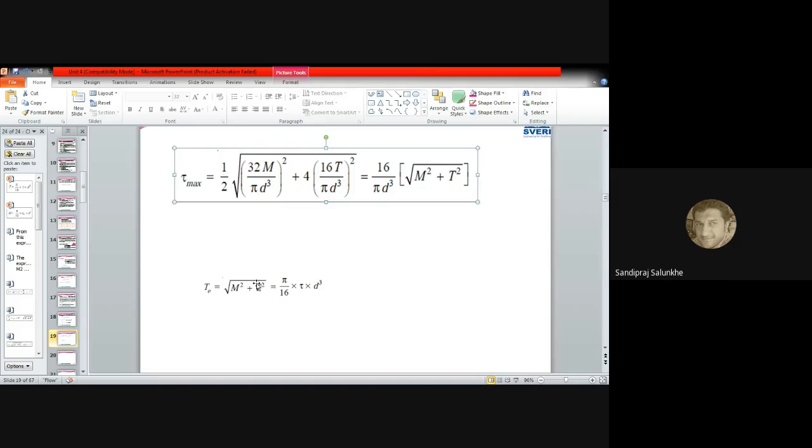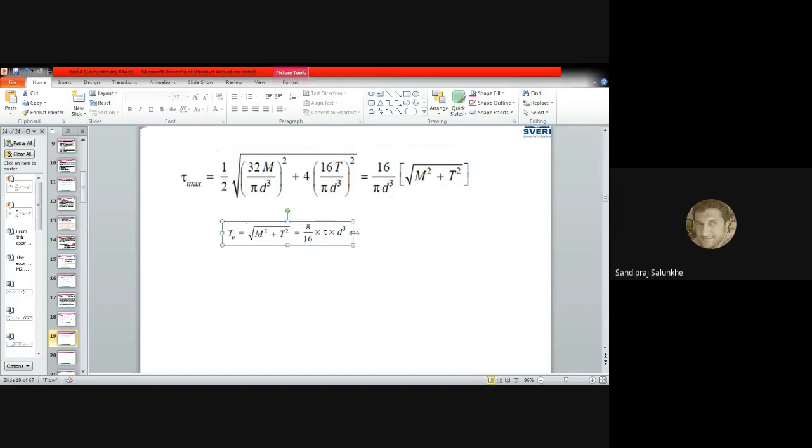Okay, now this equation which we have written can be rewritten as tau max is equal to this, only this term we can take to one side, under root M square plus T square. This term is equal to, here 16 divided by pi d cube is there, so it will become pi divided by 16 into tau max, here it is not the tau which we have calculated, into d cube. Now from this equation we can easily calculate the value of d.